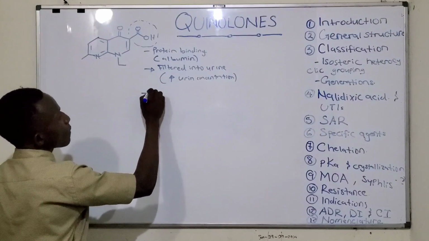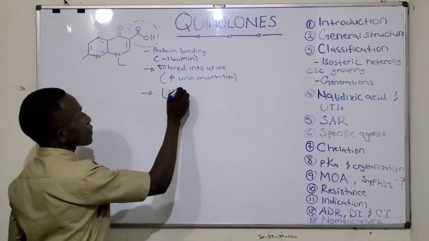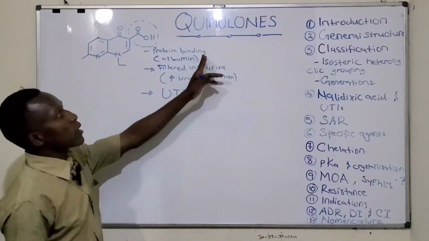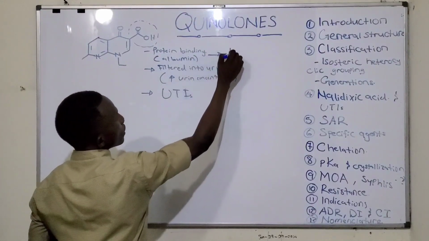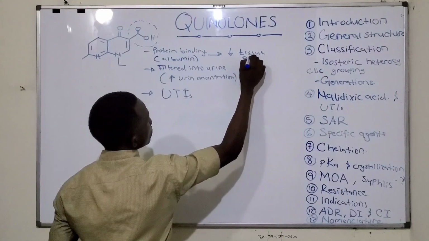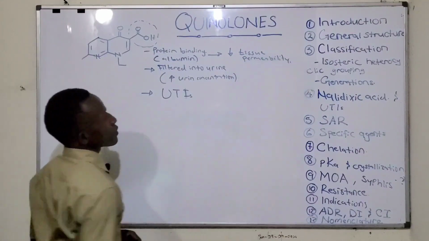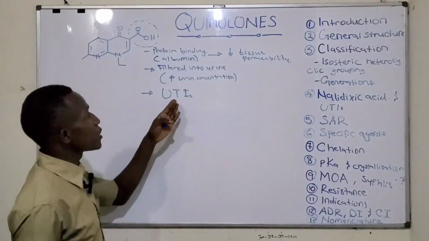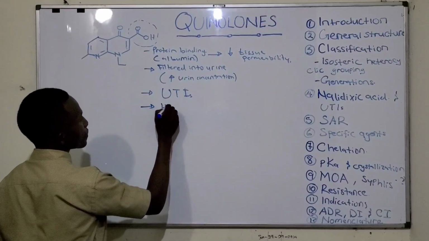So that's why it was restricted to UTIs, because it had low tissue permeability. Due to high protein binding, the tissue permeability was very low. And since it is concentrated more in urine, it can be used to treat UTIs. It is highly metabolized.